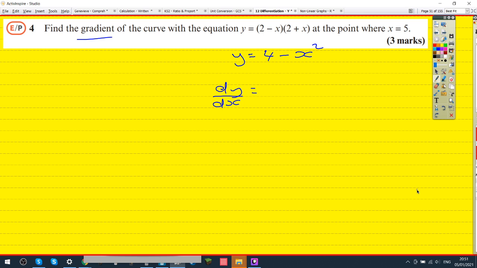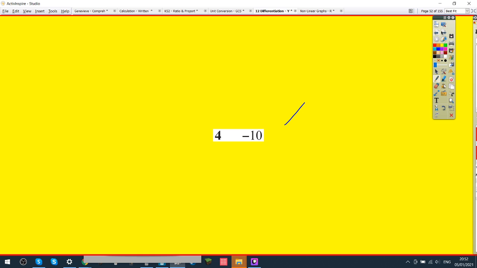So this one? So 4 becomes 0. And so it'd just be minus 2x. And then we just substitute 5 in for x, which becomes minus 10. Great. So gradient is minus 10. So you have to expand the brackets first and then do each one separately.